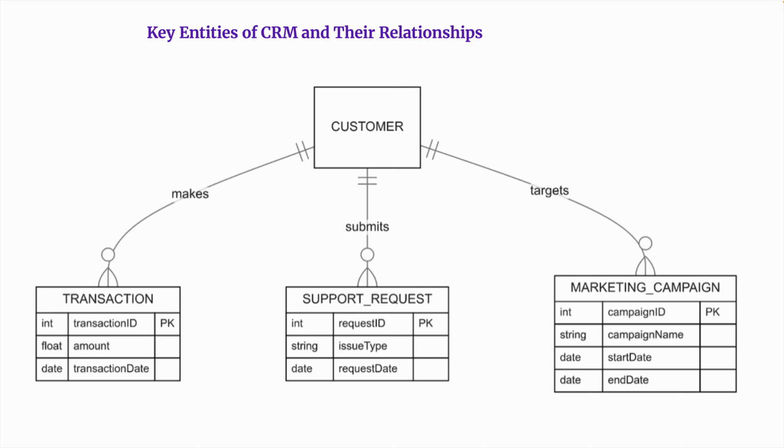The diagram on this slide shows the core entities in a CRM system: clients, support tickets, transactions, and marketing campaigns. These are linked through action-based relationships. For instance, a client making a purchase or submitting a support request. In the hypergraph model, all these objects can be grouped into a single hyperedge representing a cohesive data unit.